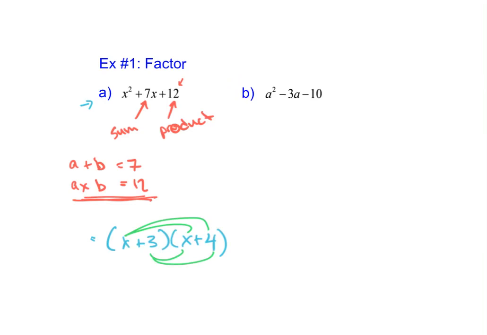Let's take a look at the second example. So in this second example, I'm looking for two numbers that add to give me -3, and they multiply to give me -10.